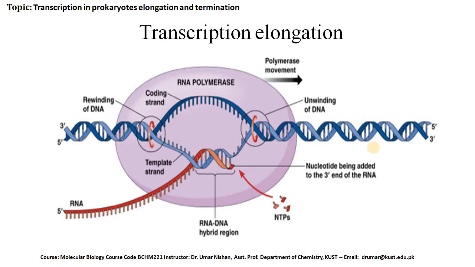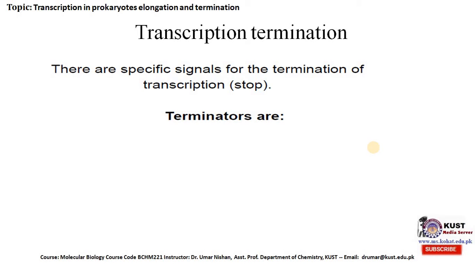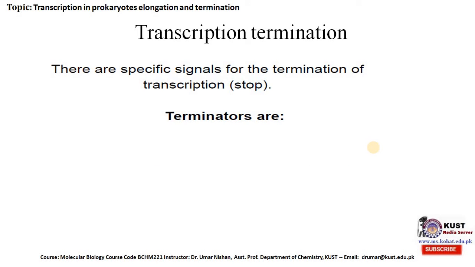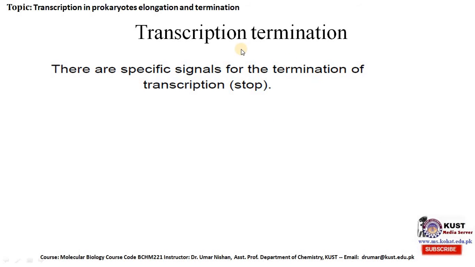So the system is very smart, and it does not allow for futile process to take place. So there are specific signals for the termination of transcription. These signals tell the process of termination to stop, and it can happen in two ways.